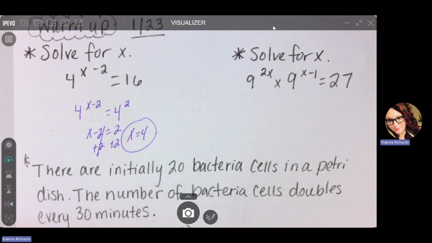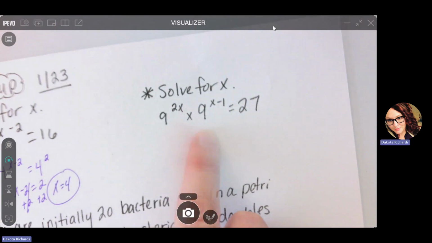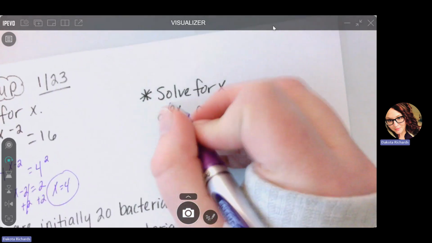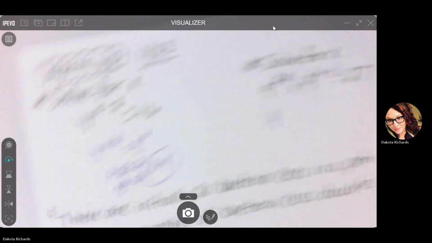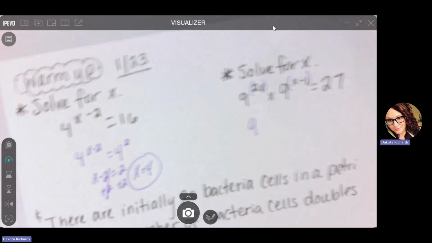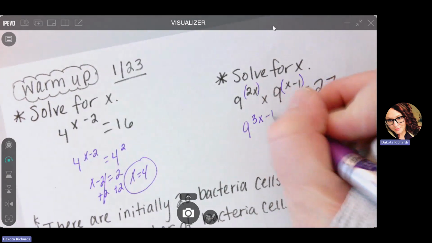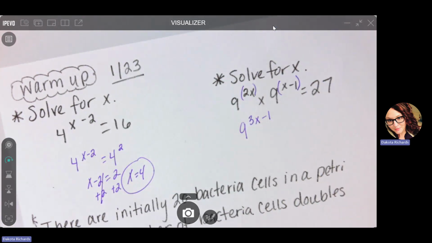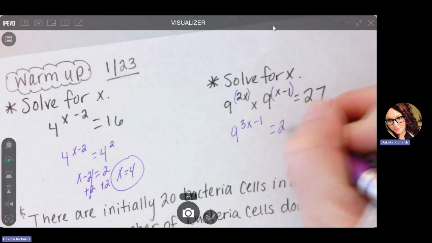So for this next one, on the left, you've got base 9, and then you just add your exponents. So this is going to be 9 to the 2x plus x minus 1. Well, what is 2x plus x minus 1? Just 3x minus 1. We can't do anything with the minus 1, but we can combine our x's. And then that equals 27.